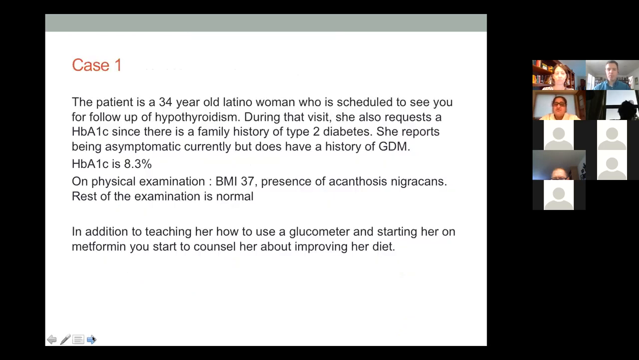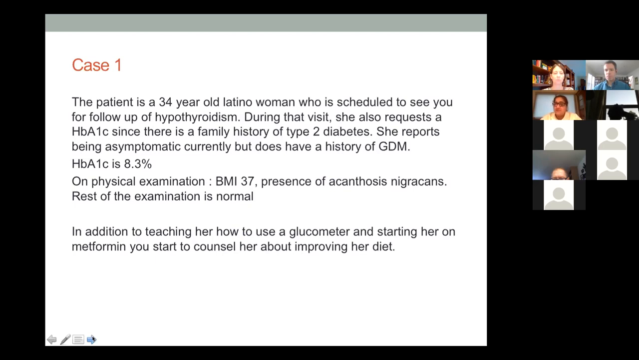Okay, I wanted to present a case that most of us probably see fairly frequently. The patient is a 34-year-old Latino woman who comes to see you for some other reason. She has a history of hypothyroidism. During the visit, she says she has a family history of type 2 diabetes and requests a hemoglobin A1C. She's asymptomatic, but she also has a history of gestational diabetes.